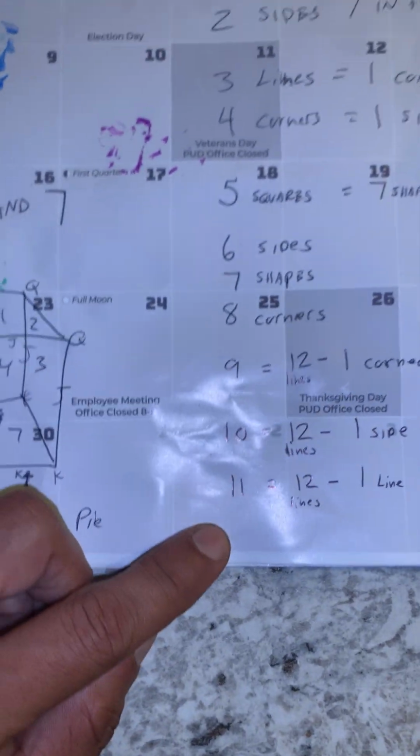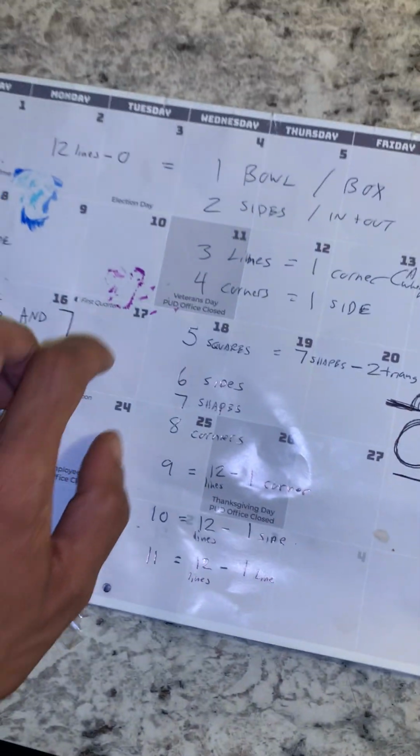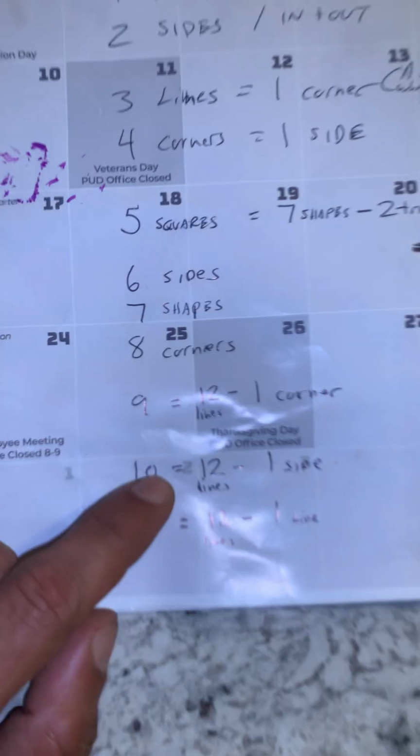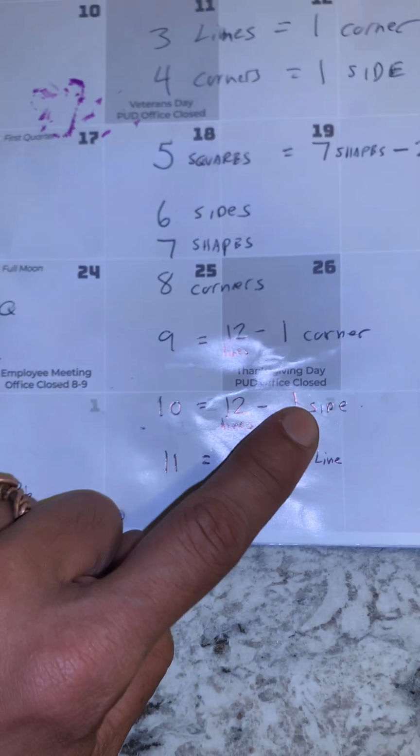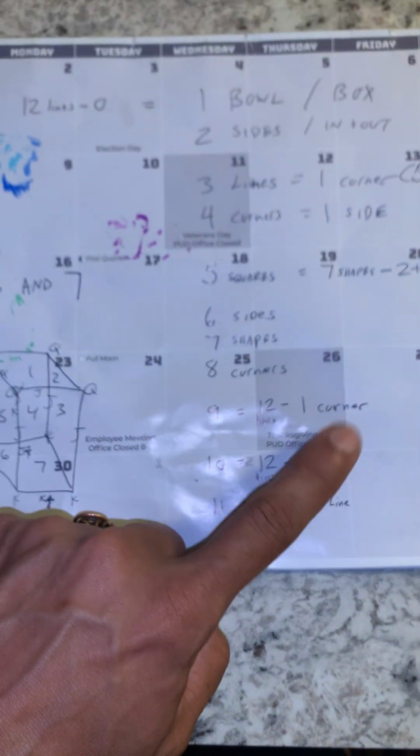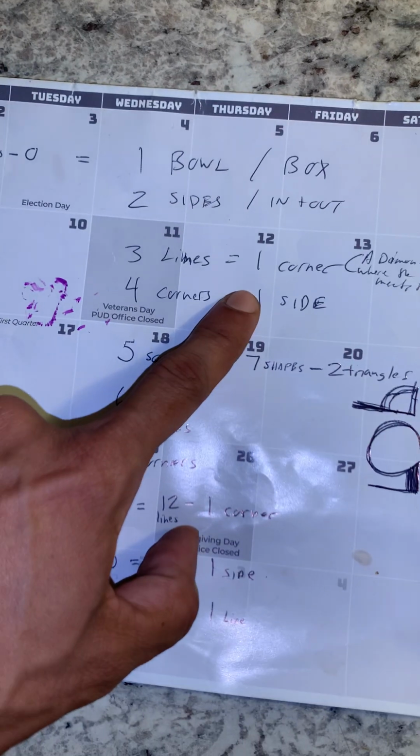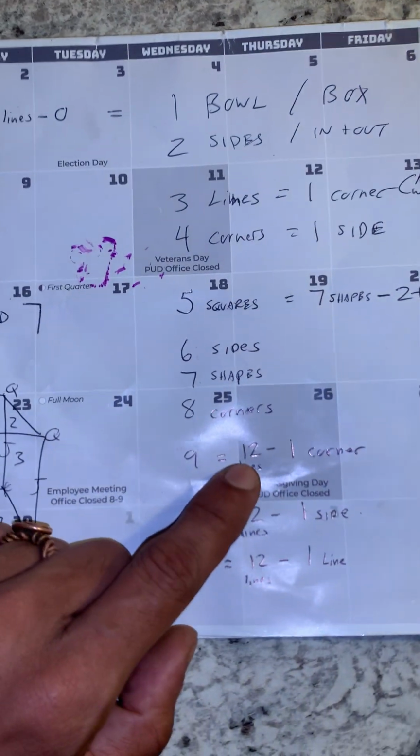Okay, so 9, 10, and 11. 9, 10, and 11 you can't count up to, you have to subtract. So 12 minus one of the corners, and a corner is 3 lines. So 12 minus 1 corner equals 9. Okay, and how do you minus a corner? I'll show you.